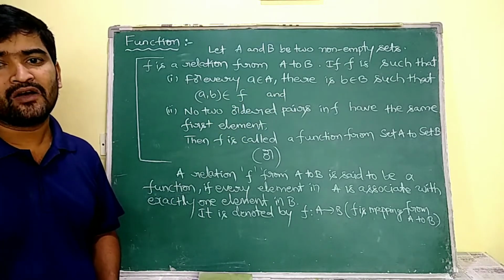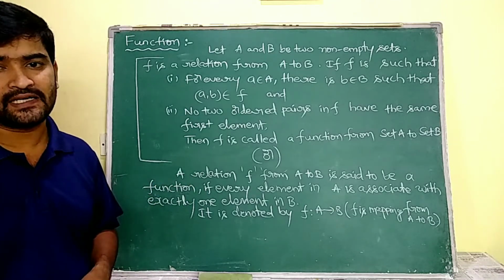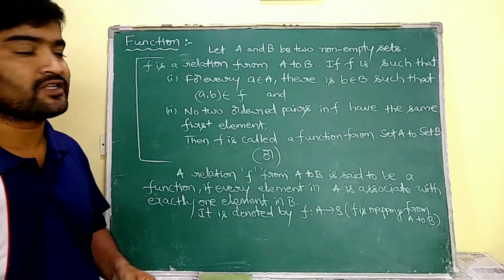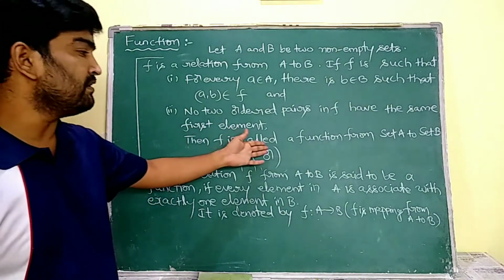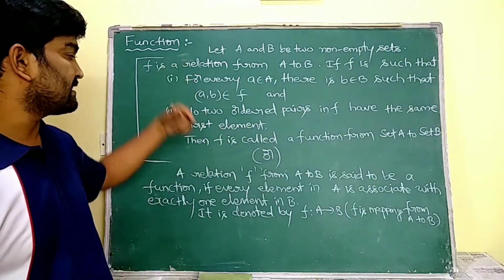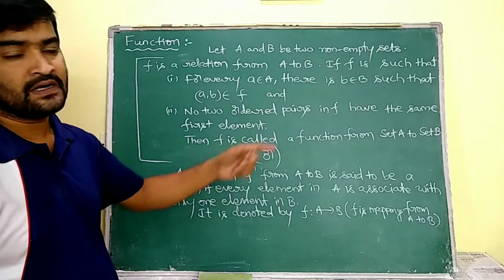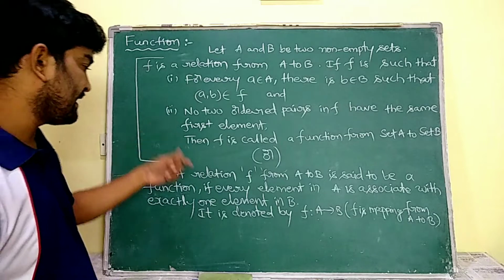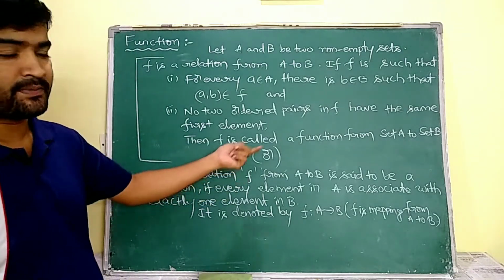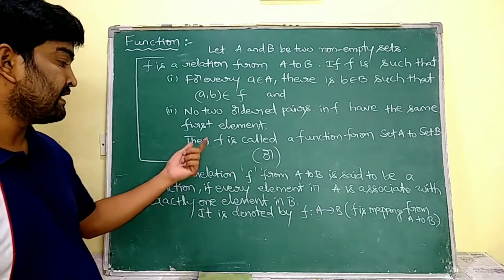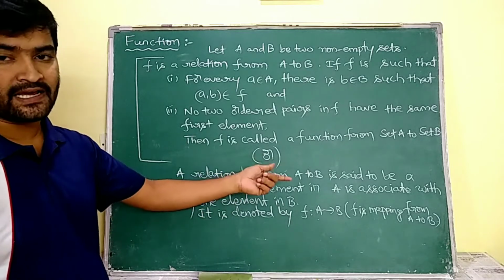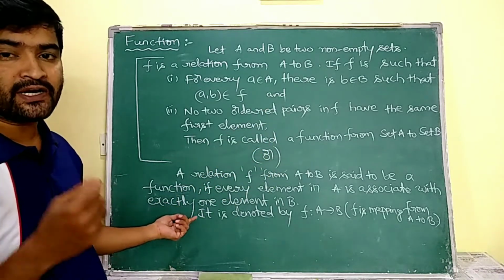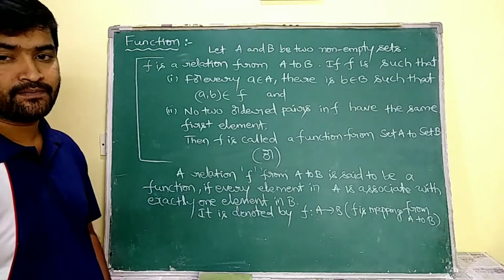We discussed that this is the specific nature of this relation. If it follows this specific nature, then that relation F is said to be a function from the set A to B. Or we may define the function as: a relation F from A to B is said to be a function if every element in A is associated with exactly one element in B.